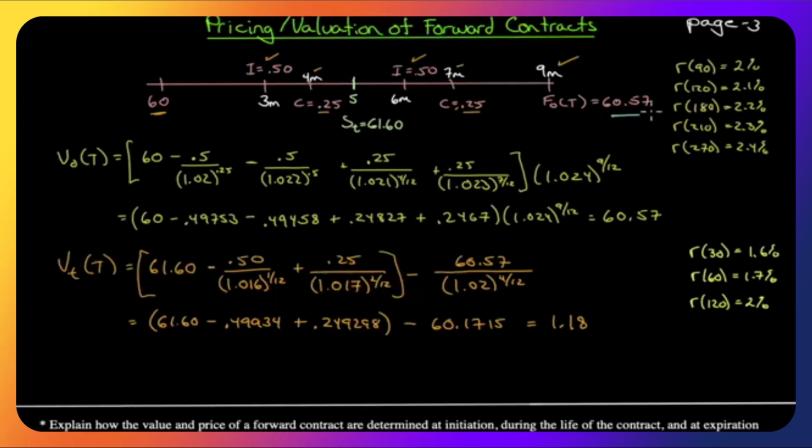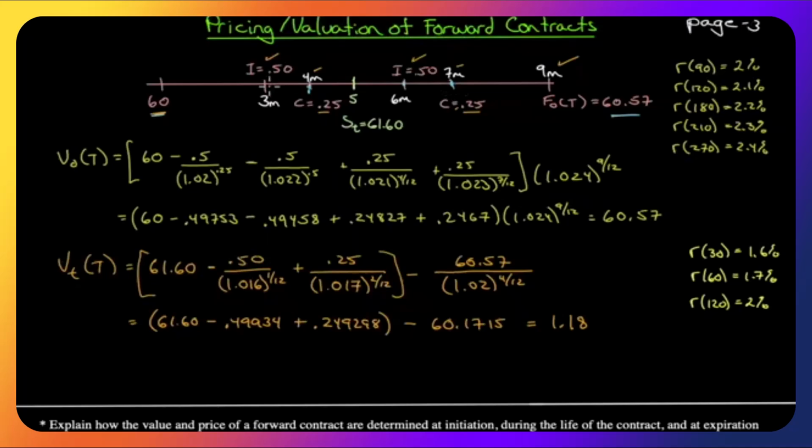How do we get to 60.57? Well, it is the underlying S naught in this case, minus the present value of all the income plus the present value of all the costs. Well, we're discounting the first income for 3 months. We should use a 3-month rate. We're discounting the second cash flow, the cost, for 4 months. We should use a 4-month rate. This here is 6 months. We should use a 6-month rate. And this is 7 months. We should use a 7-month rate.